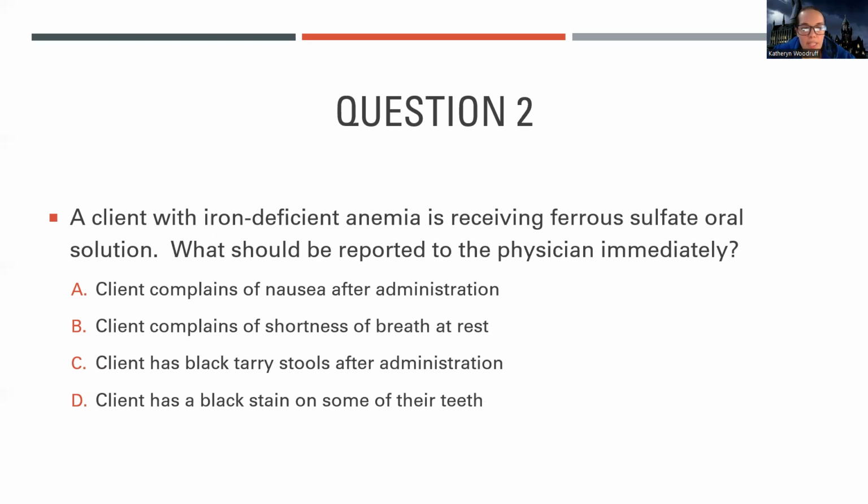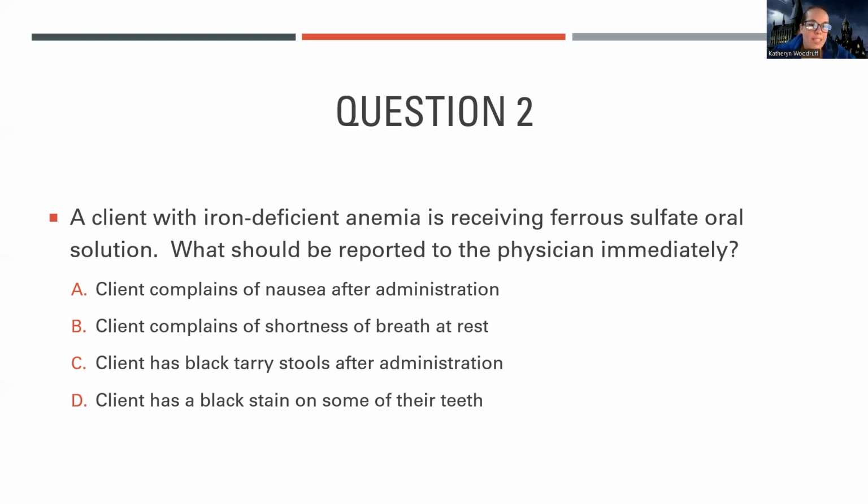So by the looks of these answer choices, it's trying to help me discern which of these things are expected for a patient taking oral iron. And when it says report to the physician immediately, which of these shows that there is a big problem going on that needs immediate intervention? So some of these, maybe I do need to tell the physician, but which do I need to tell the physician immediately?